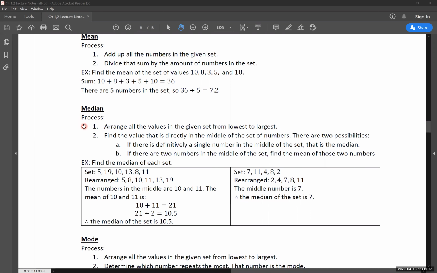So always, always, always rearrange the data from lowest to largest. Then we're just counting in from the outsides into the middle. If it's a single number in the middle, great, we're done. If there's two numbers in the middle, we need to find the mean between them, and then we're done.